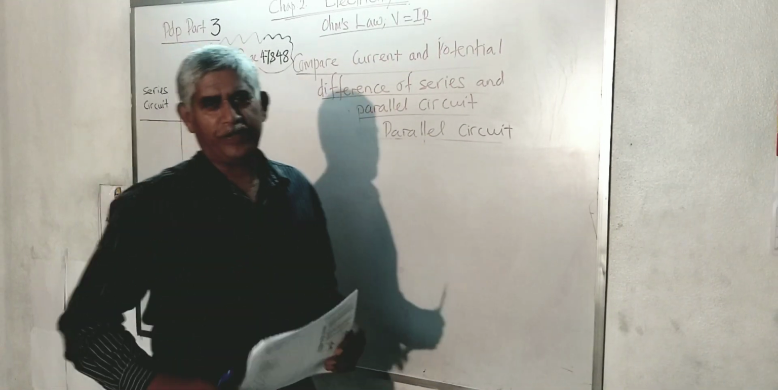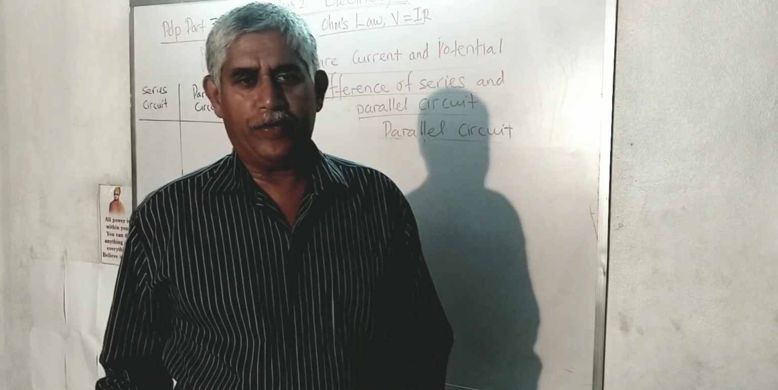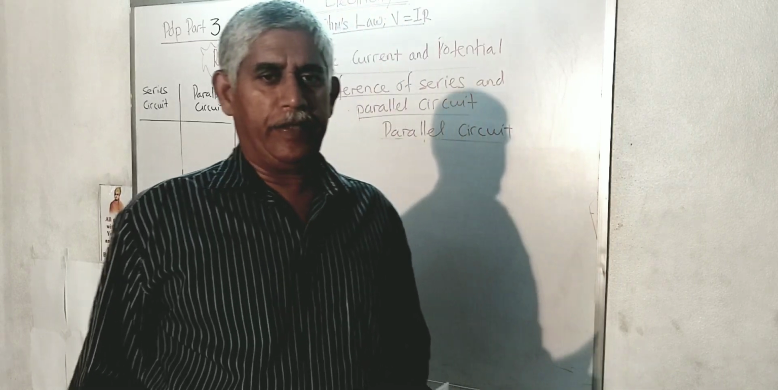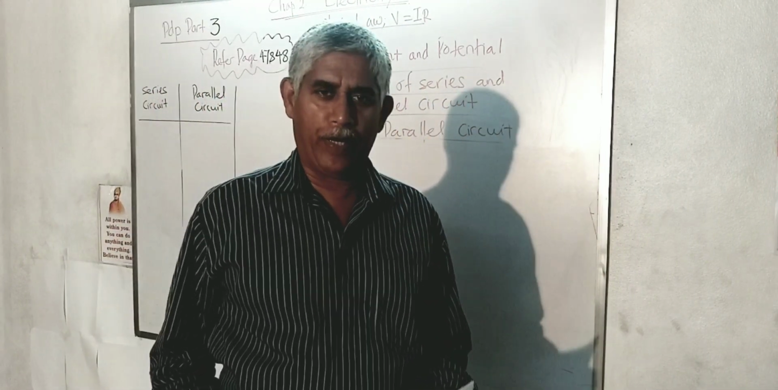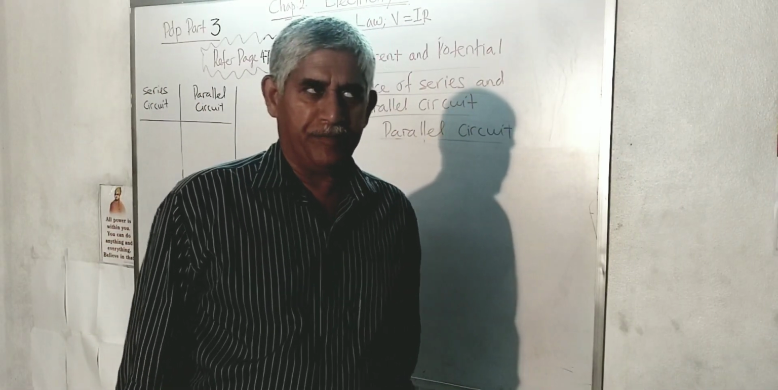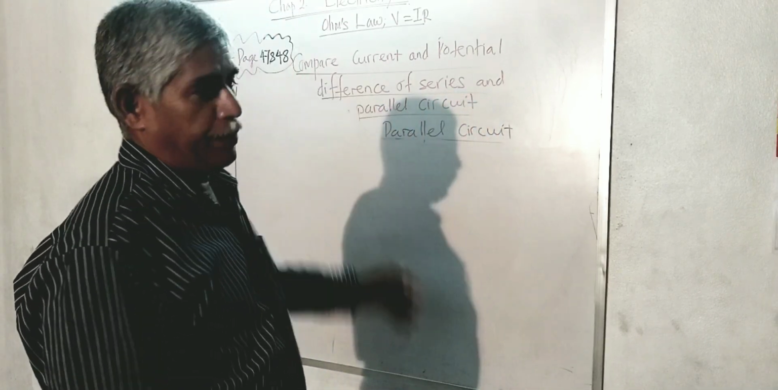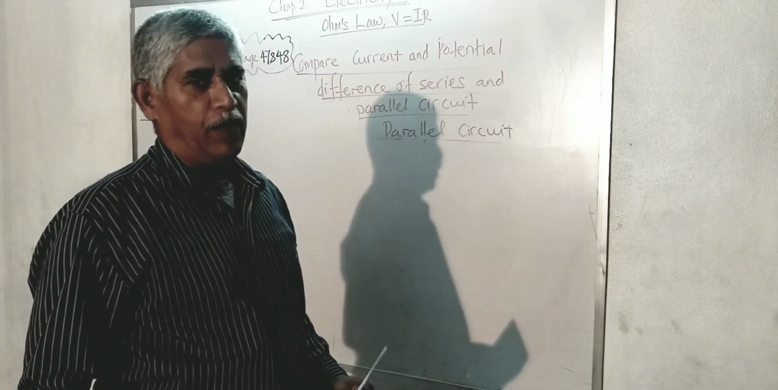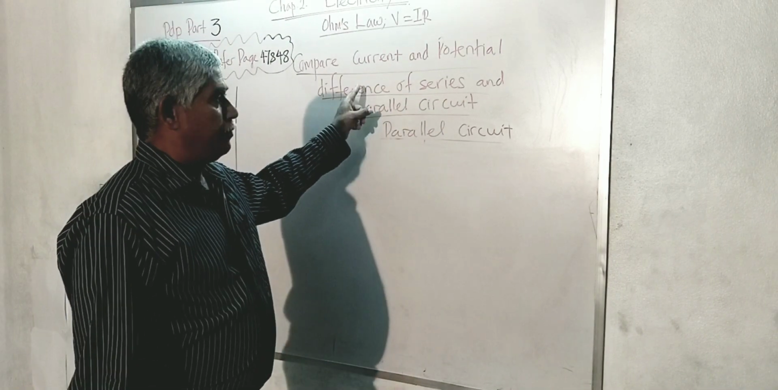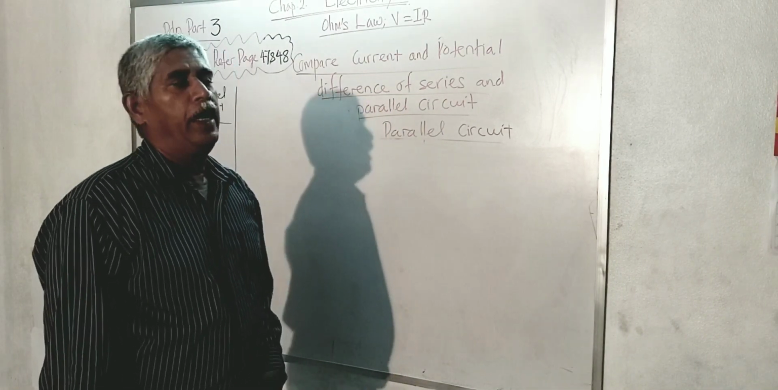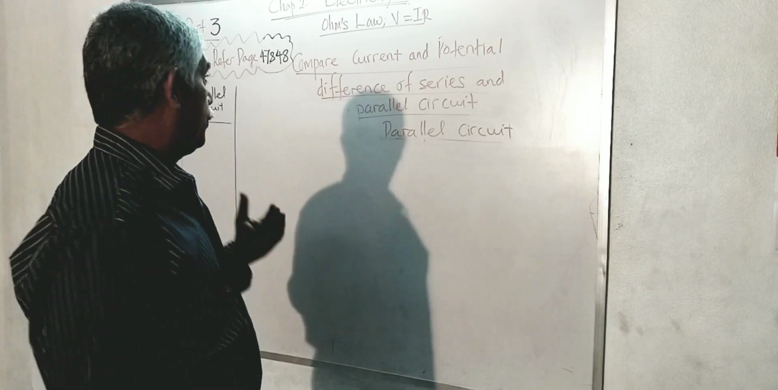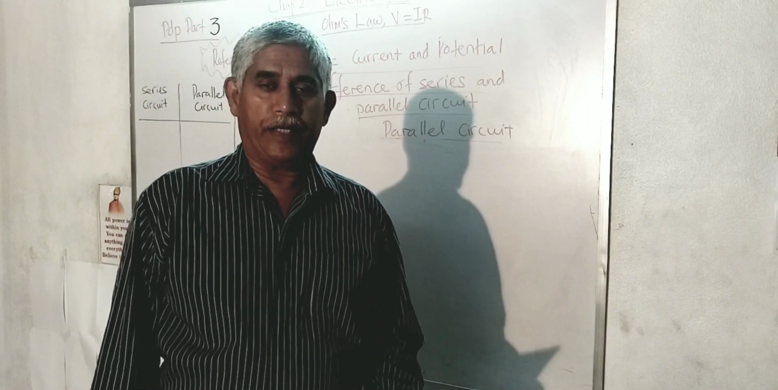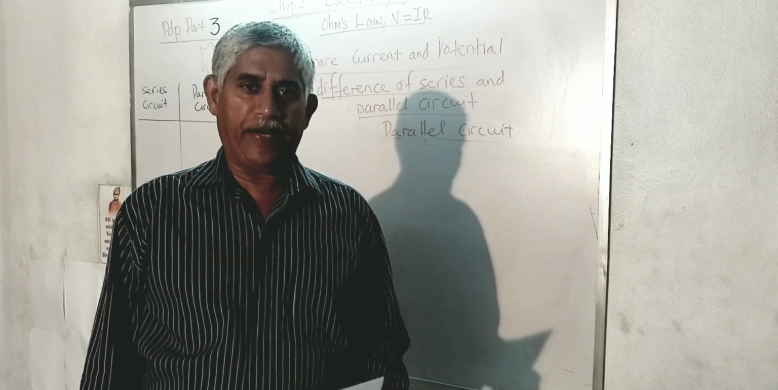Good evening, students. Today in our series of lessons we are going to do part 3. As you all know, in part 1 and part 2 we did series and parallel circuits, the arrangements and how the current works in series and parallel circuits, and after that in part 2 we discussed the total resistance of parallel and series circuits, that is, the effective resistance.